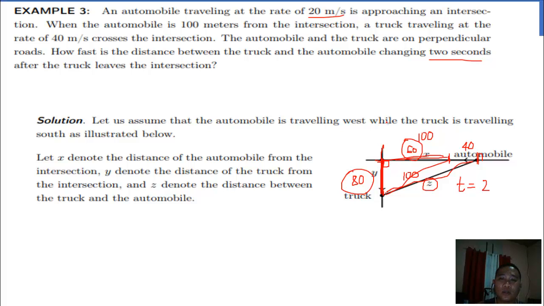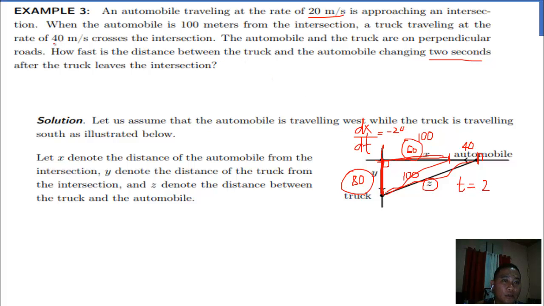Okay? So, since this is a right triangle, then we can say that x squared plus y squared equals z squared. Now, the question, ano kaya itong 20 meters per second? Remember, it is approaching to the intersection and the distance is decreasing. Therefore, the rate of this is decreasing. That's why we say that dx over dt is equal to negative 20. Bakit? Kasi pababa siya, negative. Negative 20 meters per second.